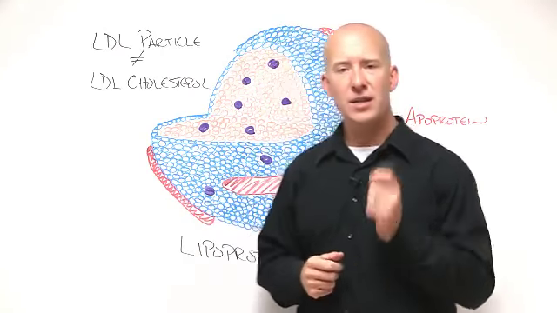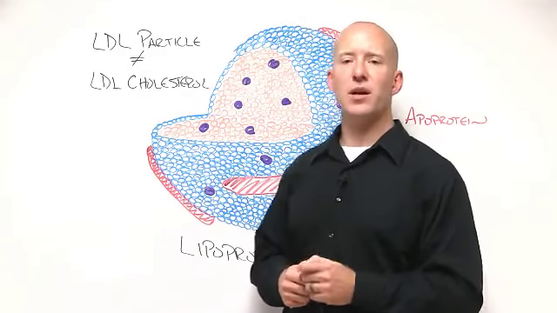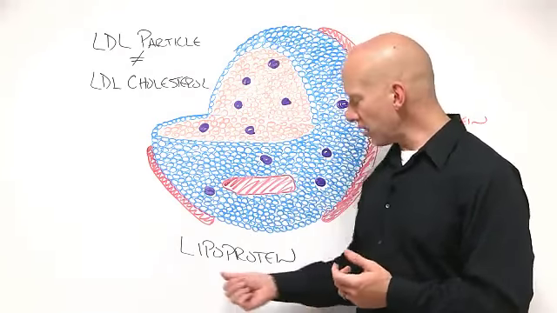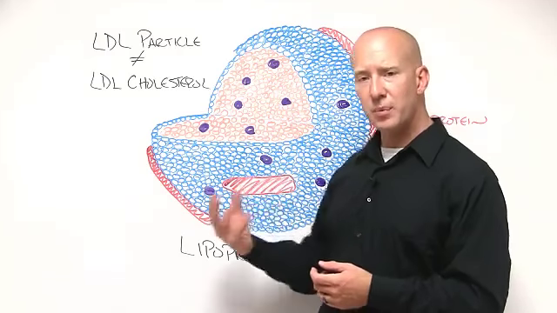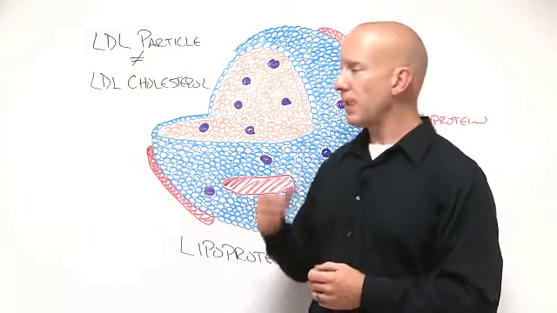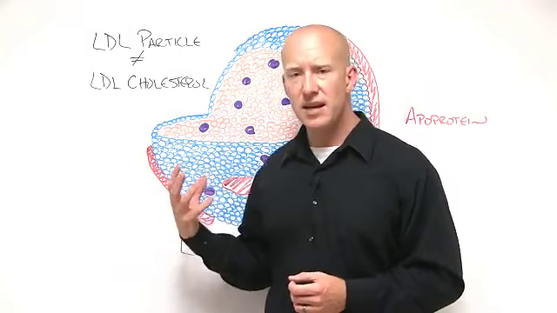So when you talk about HDL, LDL, VLDL, or IDL, what you're talking about are lipoproteins. Lipoproteins are lipids and proteins put together. The VLDL, for example, is synthesized in the liver.